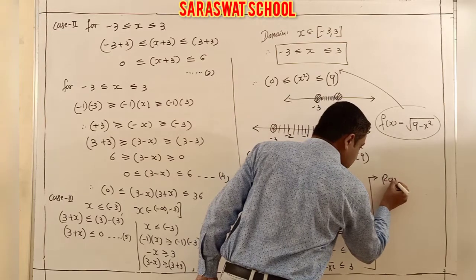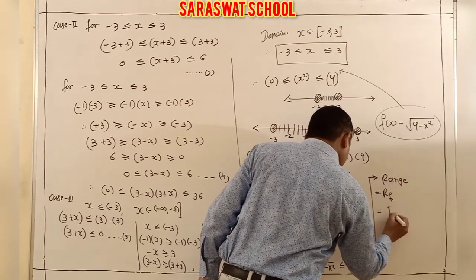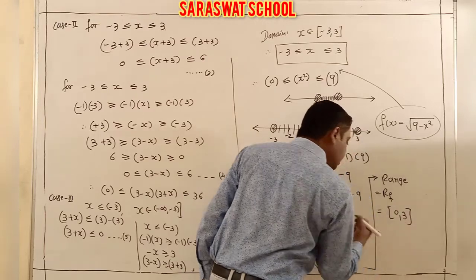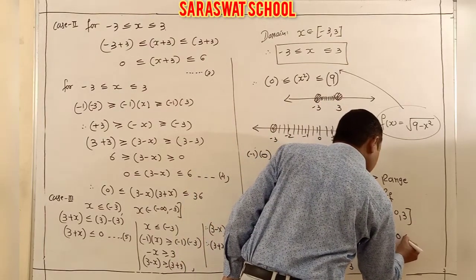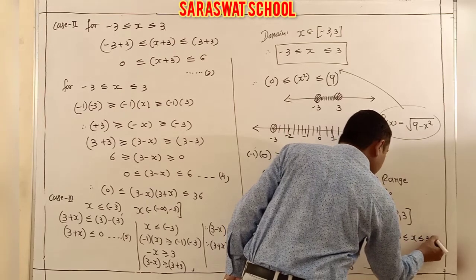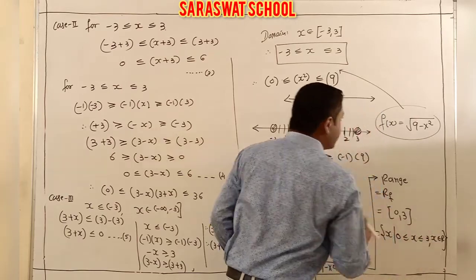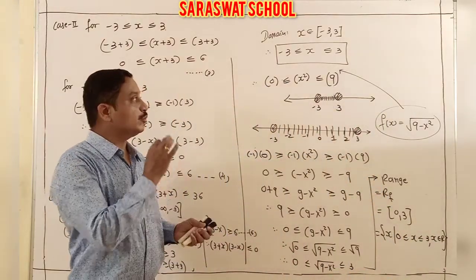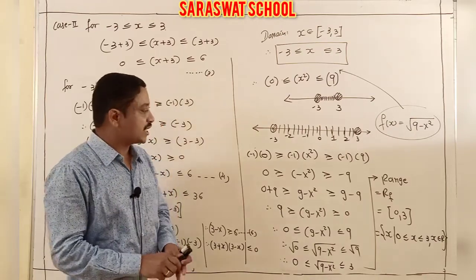Yes students, this numerical is done here. Range of the function is close bracket 0 to 3. Either you write x such that 0 less than or equal to x less than or equal to 3, x belongs to R. This is my answer. Yes students, this numerical is done. And the same numerical, students, you try by yourself.